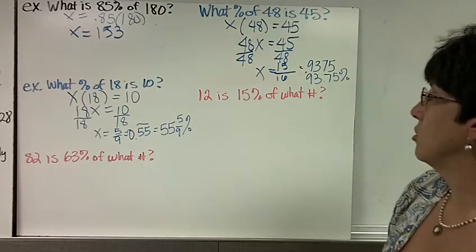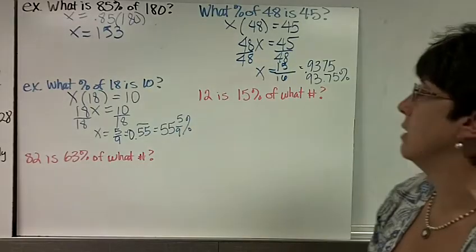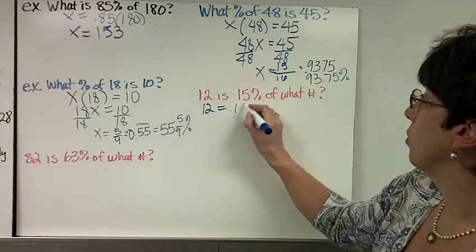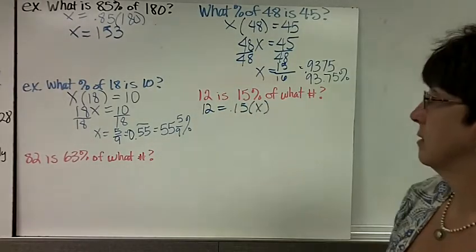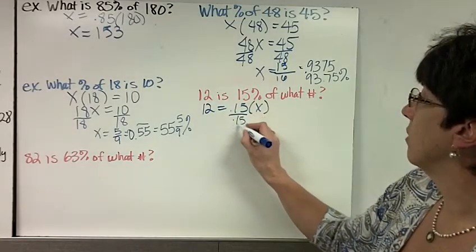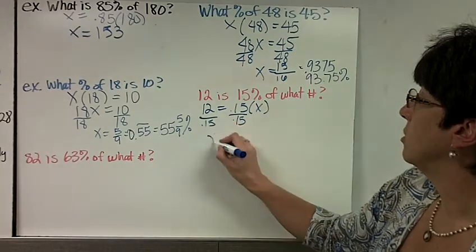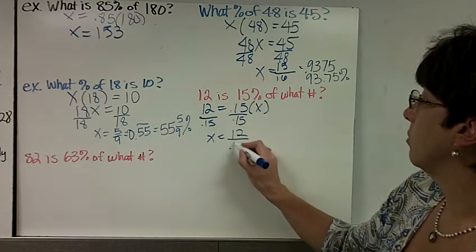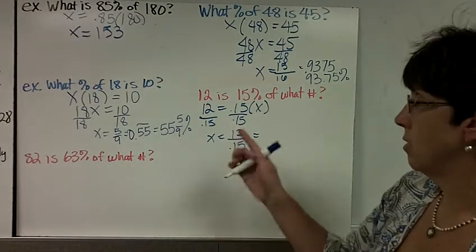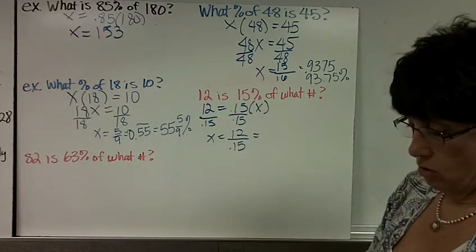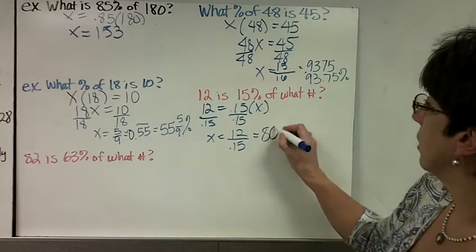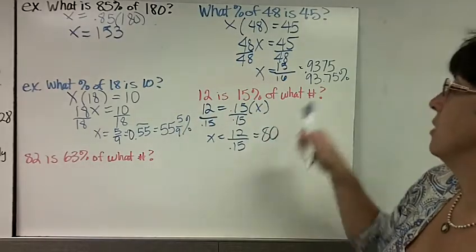All right. How about 12 is 15% of what number? Ready? 12 equals 0.15x. Okay, so this time we have the x on the right-hand side. Divide by 0.15. Divide by 0.15. So x equals 12 divided by 0.15, which equals, I'm going to do it on my calculator. 12 divided by 0.15, 80. So 12 is 15% of 80.